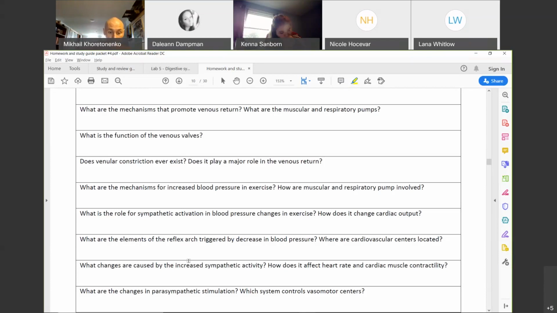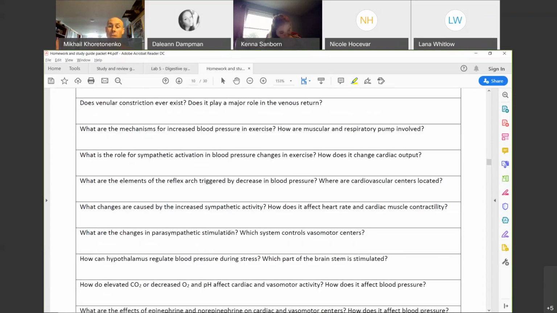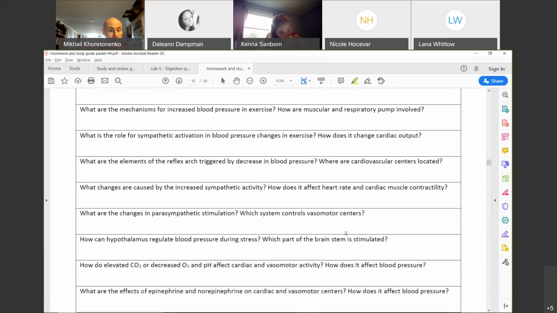So increased sympathetic activity increases contractility, increases heart rate. Parasympathetic stimulation is inhibited. Sympathetic system controls vasomotor center. How can the hypothalamus regulate blood pressure during stress? It stimulates medulla oblongata to further stimulate heart rate and contractility.